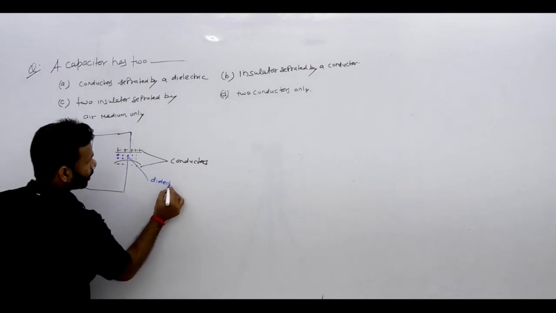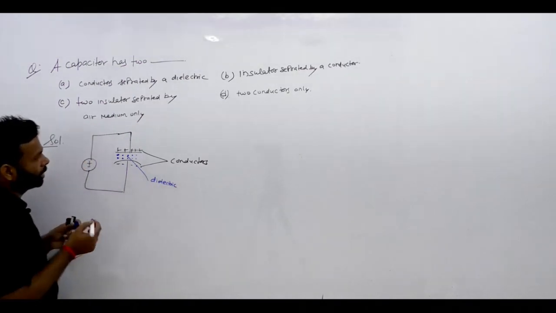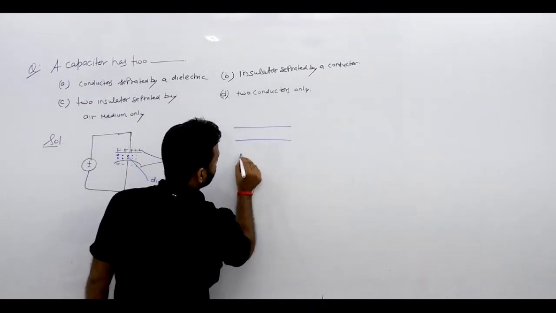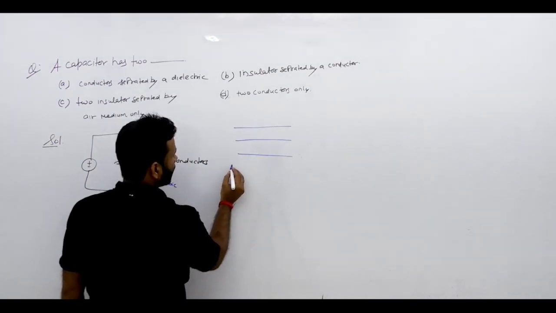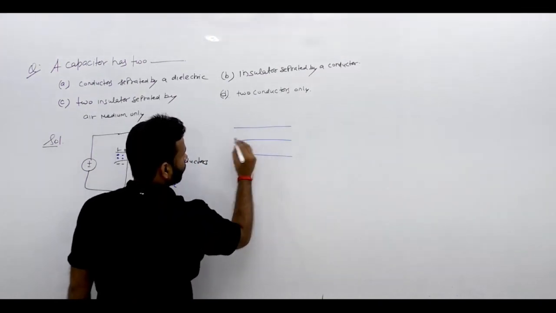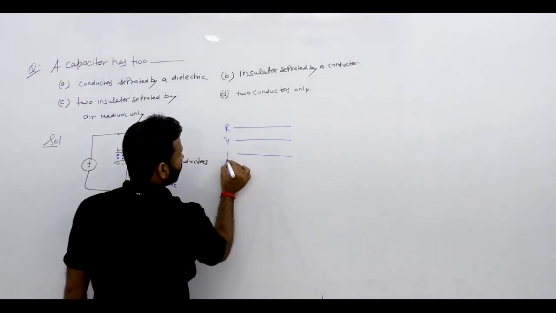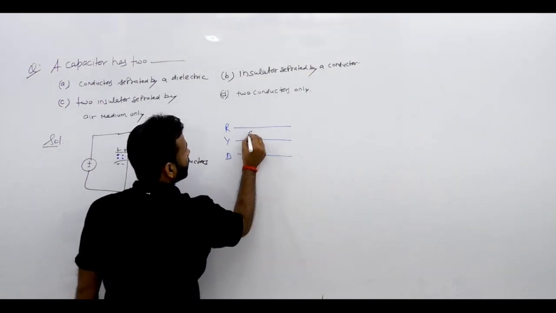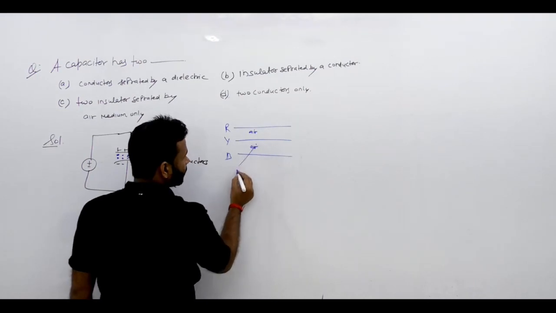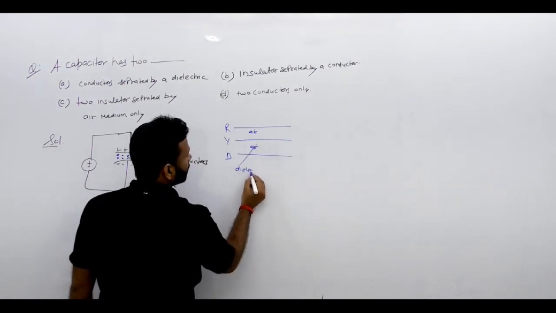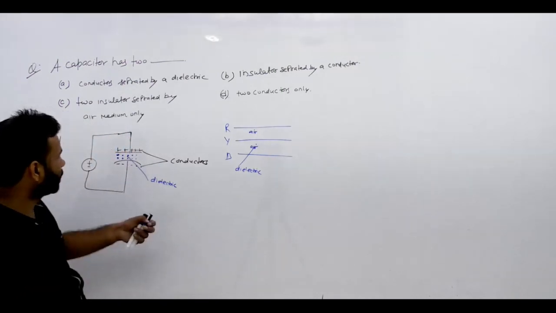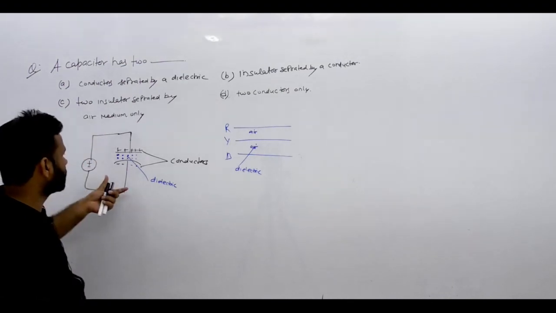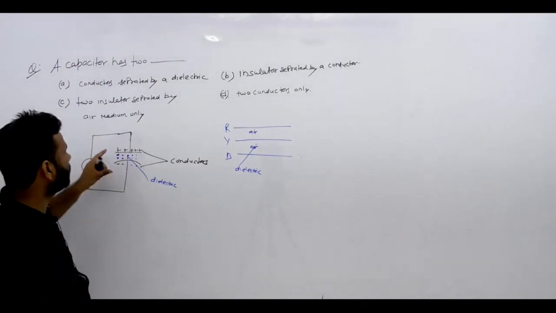So two conductors are separated by a dielectric. If I look at another diagram, in the power system we have three wires, red, yellow, blue. These are the conductors, and in between them air is behaving as a dielectric. So for the single phase system, we have two conductors or metals, and in between them we have a dielectric.